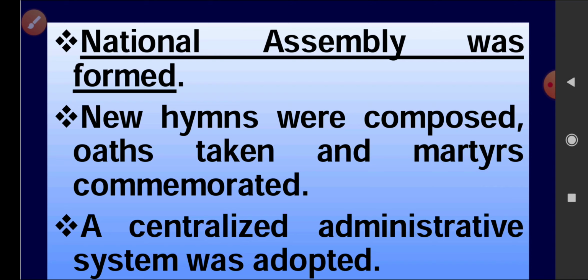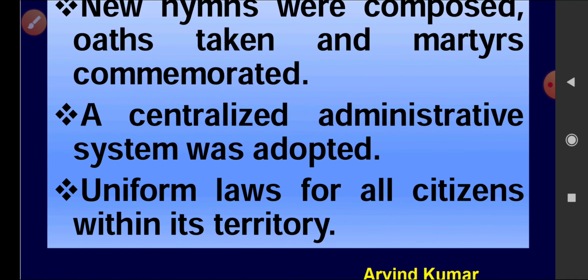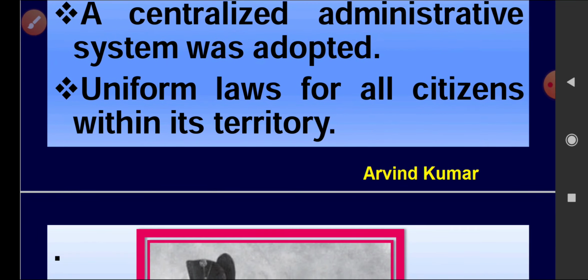Here you might see that uniform laws for the citizens of the country within its territories were also adopted. Earlier there were no uniform laws.